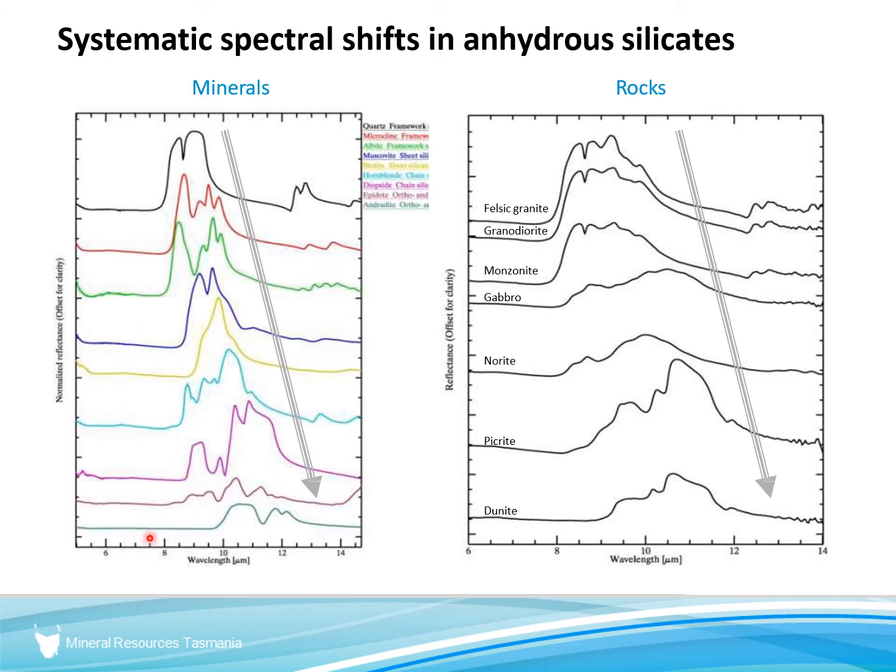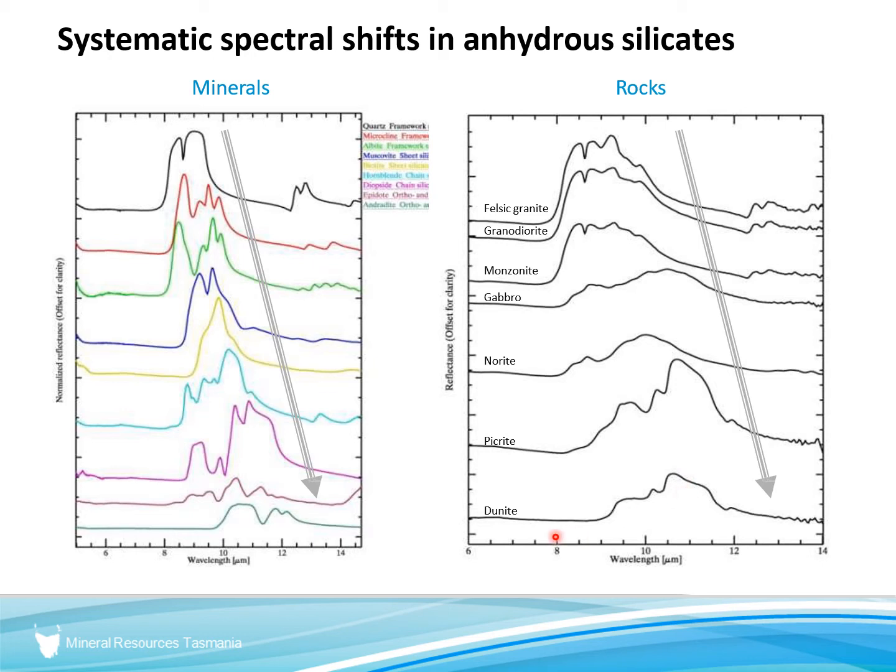In this plot here, we're looking at the thermal infrared area, and we've stacked up spectra for a number of minerals. So quartz at the top, through K feldspar, plagioclase, muscovite, through hornblende, pyroxene, epidote, and garnet. As I reeled off that list, I was really going from felsic type minerals through to mafic type minerals. And we can see in corresponding rocks, felsic rocks through to mafic rocks, that same transition where the general wavelength increases as we go from felsic to mafic.